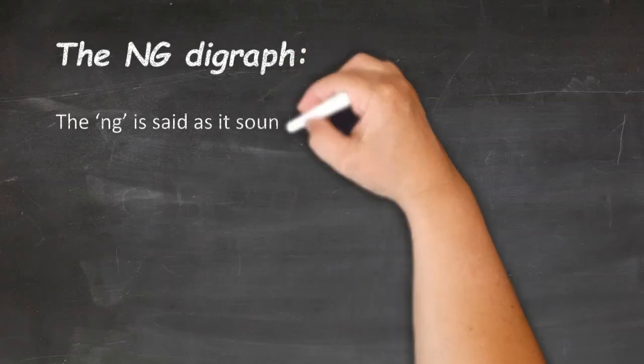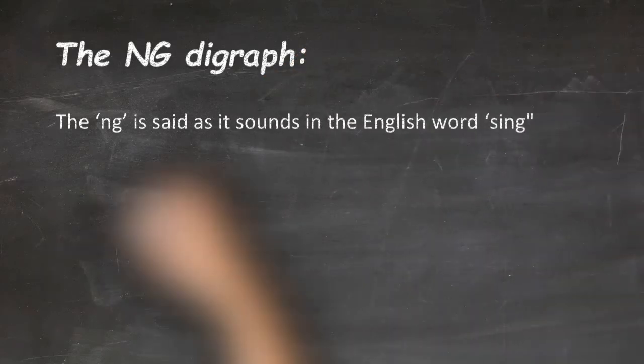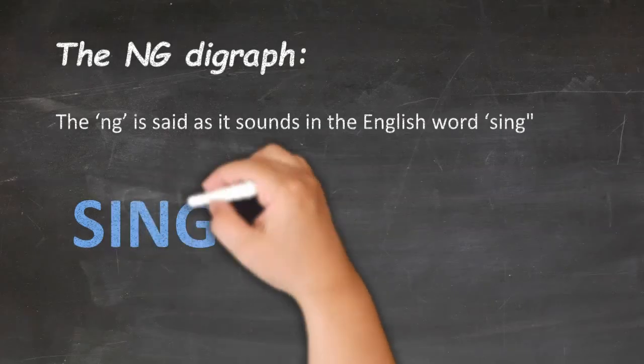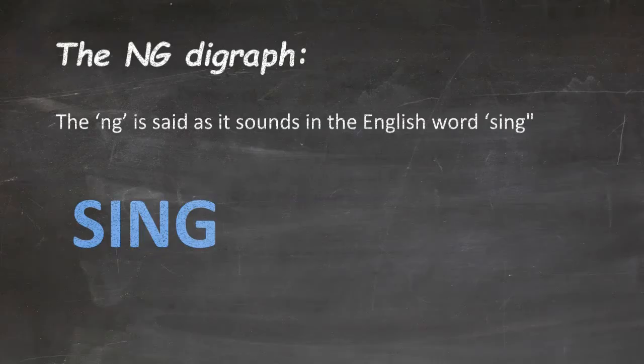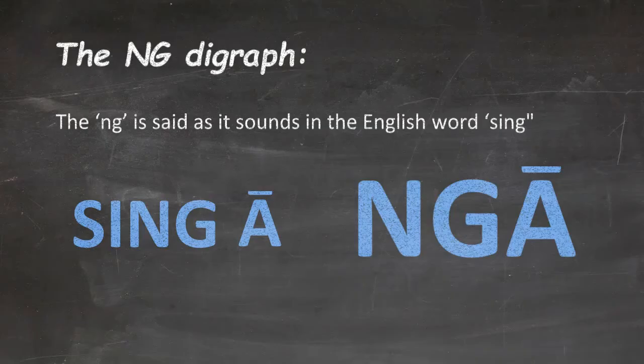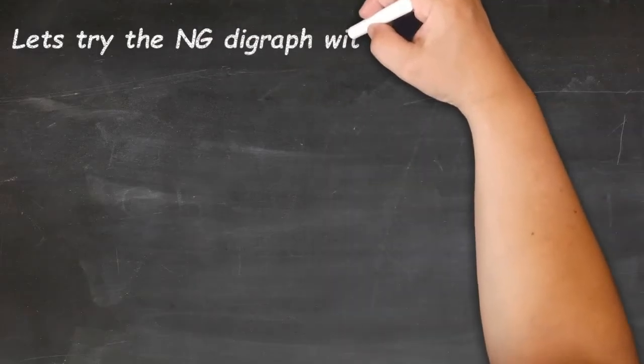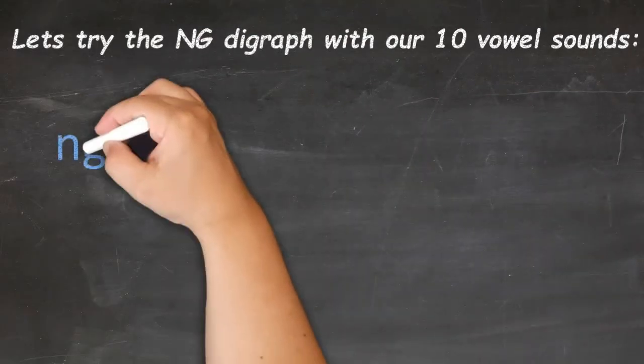The NG is said as it sounds in the English word sing. So let's take the word sing and add on a Māori A vowel sound. Sing A, sing A, sing A. Alright, now let's take off the SI and just pronounce nga, nga. Ka pai. Should we try that with all of our vowel sounds, eh?